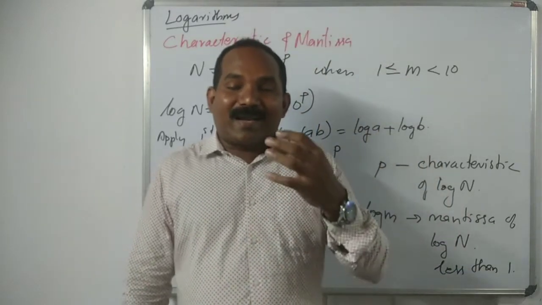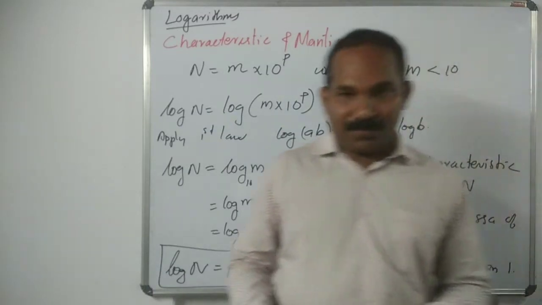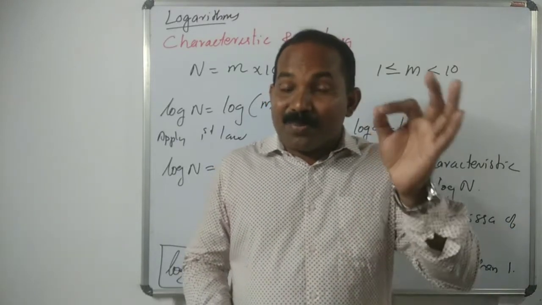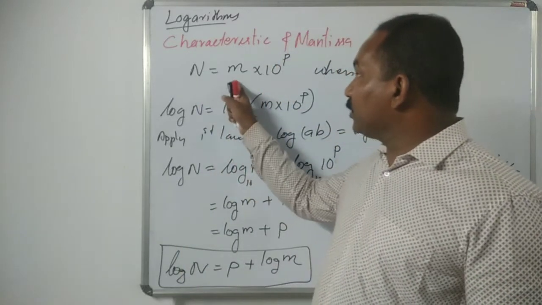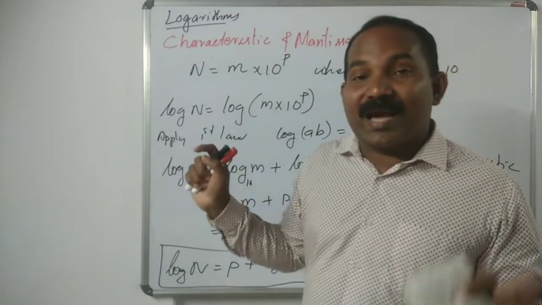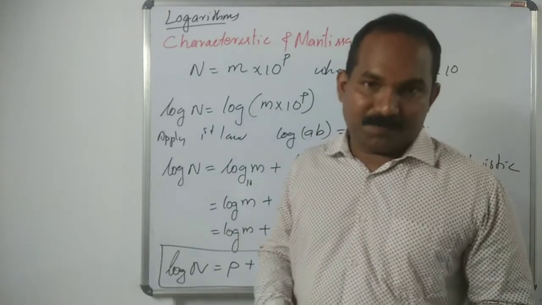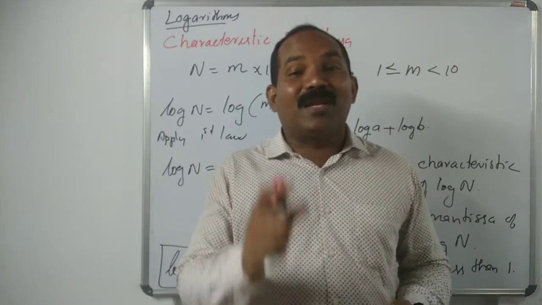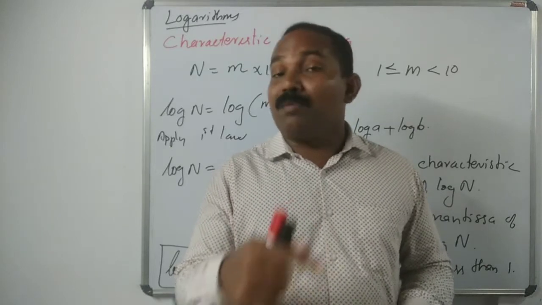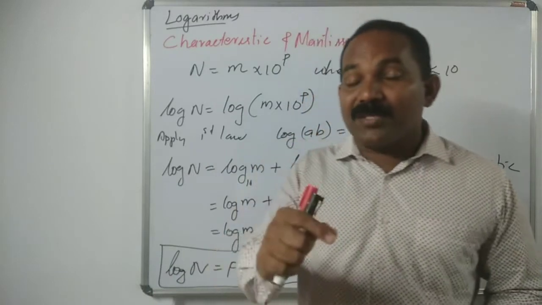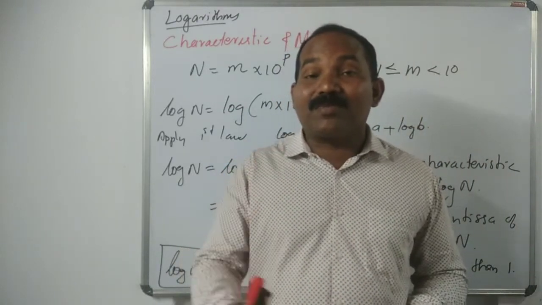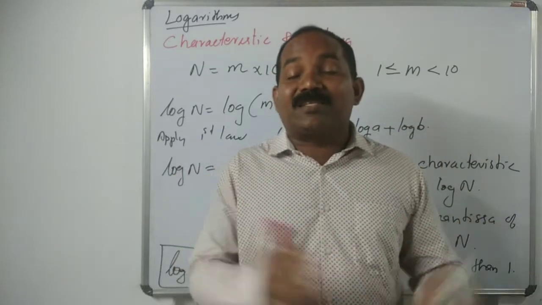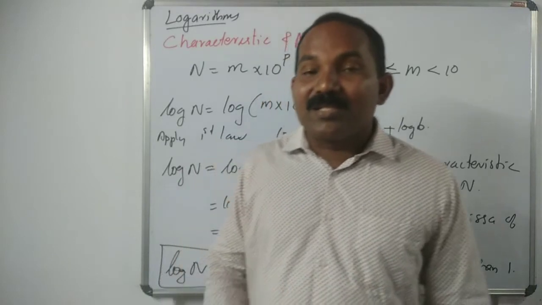So in order to find the log N value, first of all we write the number in standard form, N is equal to m into 10 raised to p. The p is the characteristic, the exponent of 10. And log m is the mantissa, which is taken from the log table. I am coming to show how to take log m values. I will illustrate some examples. By joining the characteristic and the mantissa, we get the log value of N.